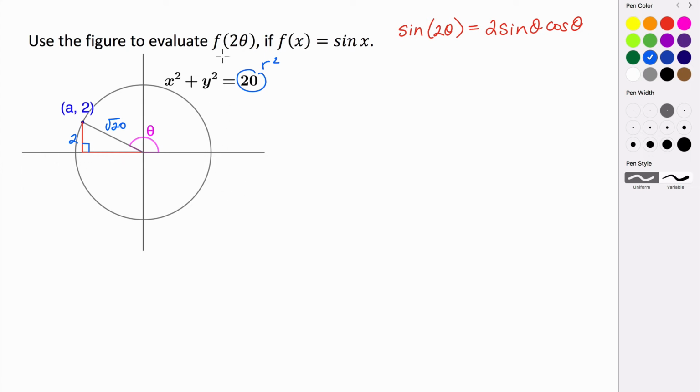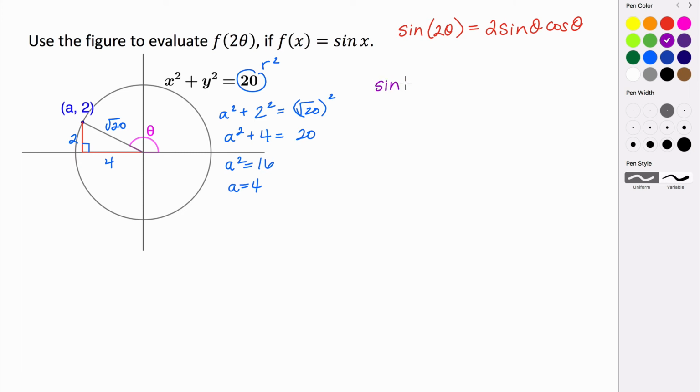So we have a squared plus 2 squared equals the square root of 20, all of that squared. So that's a squared plus 4 equals 20, since the square root of 20 squared is just 20. Subtract 4, and we have that a squared equals 16. Take its square root, so we have that this length here is 4. Now we have all of the side lengths for this right triangle, and so we can find the sine and cosine to evaluate the sine of 2 theta.